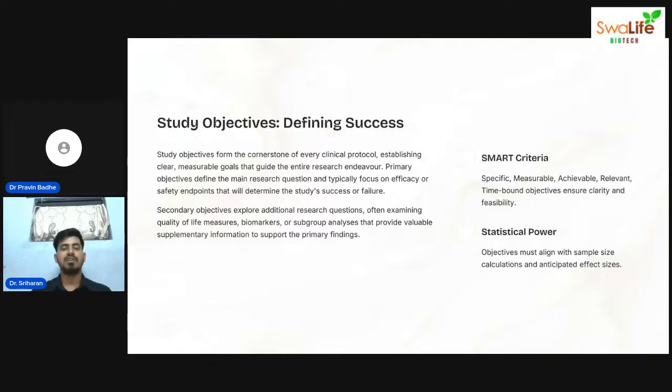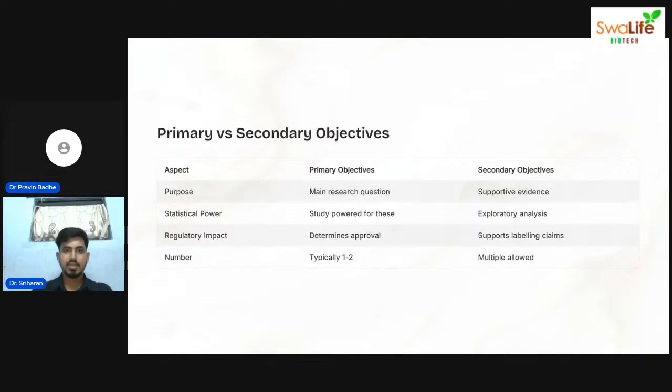And statistical power. Statistical power is nothing but the SAP, statistical analysis plan. While we are doing the research, our objectives should align with our sample size. Misalignment leads to miscalculation and misleads the research. So it must align with our sample size. Second, these are the differences between the primary and secondary objective. As I said before, the purpose of the primary is the main research question, and the secondary should be a supporting research question. Statistical power is based upon the descriptive analysis.